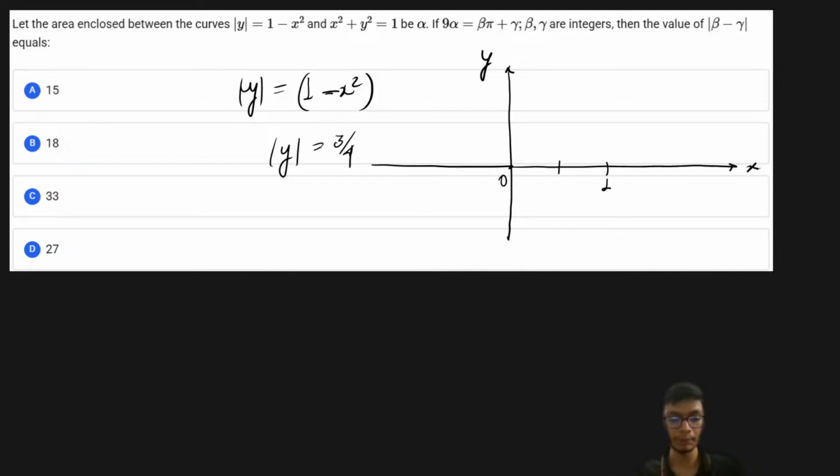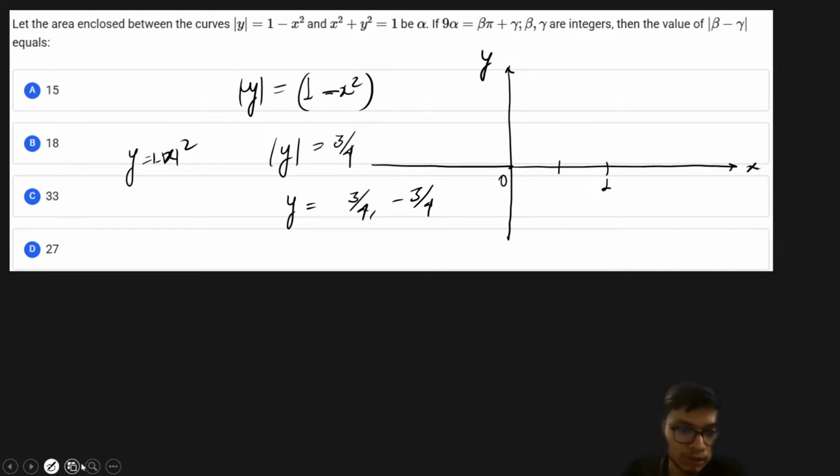Now y is equal to 3 by 4, or it is also equal to minus 3 by 4. So you will have two values of y, one positive and one negative. So it is just a reflection about the x-axis. Whenever the curve is given as y is equal to 1 minus mod of x squared, you have to just reflect the curve about the y-axis. That is the simple sketching you must understand in order to solve this particular problem.